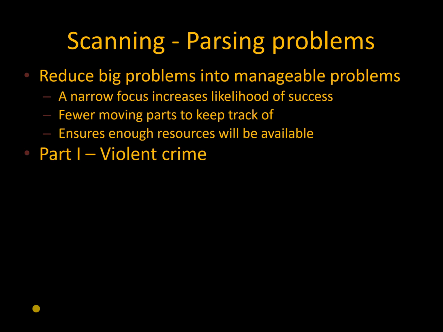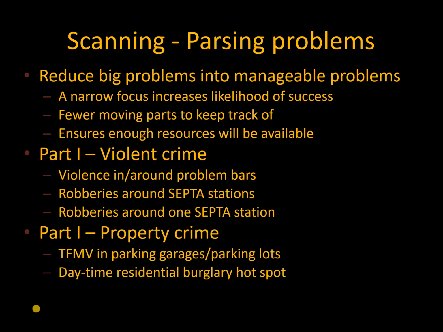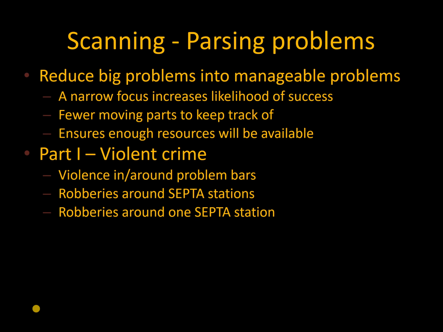Just to make this a little bit clearer, if we think about Part 1 crime, also referred to as violent crime, there are all sorts of different problems that we might have. We could have violence in and around problem bars. We could have robberies around SEPTA stations, which are subway stations here in Philadelphia. We could have robberies around an individual SEPTA station. And only once we scan for our problem, break it down, and really understand it are we going to be able to identify what our true issue is.